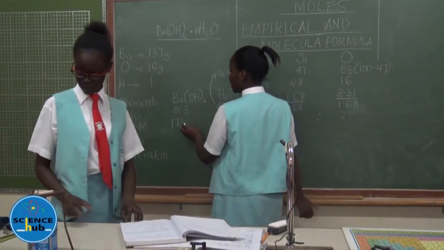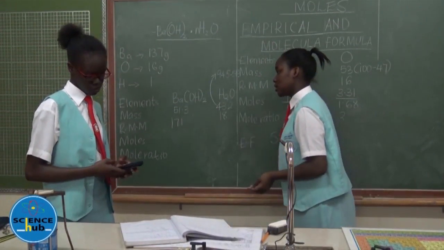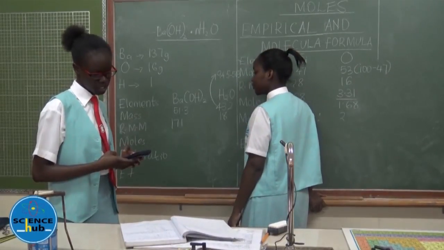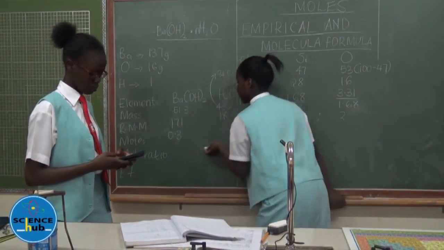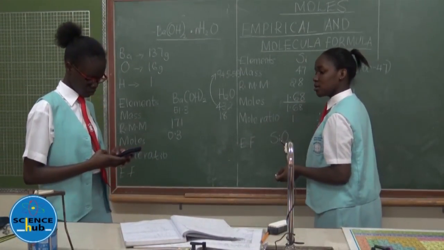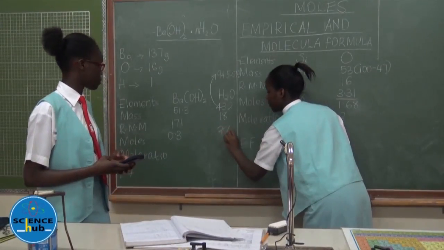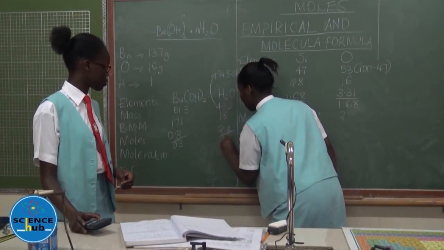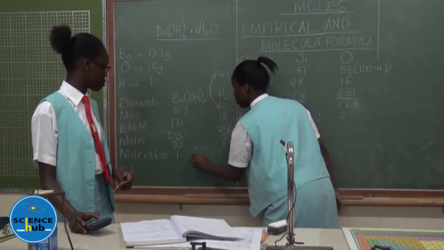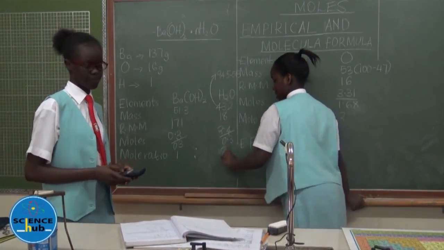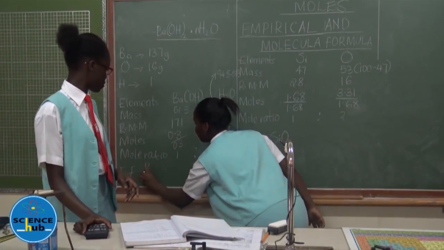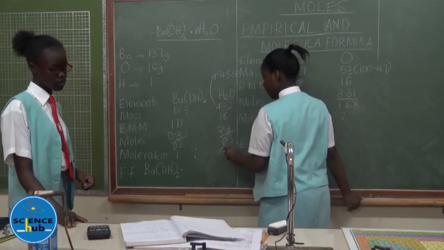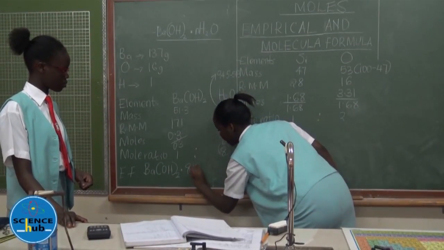The moles are calculated by dividing the mass by the relative molecular mass. So 51.3 divided by 171 is 0.3. And those of water, 2.4. Once again, you divide by the smaller number, which is 0.3. That gives 1 and 8. So the formula is going to be Ba(OH)2 dot, the value of n is 8, H2O.